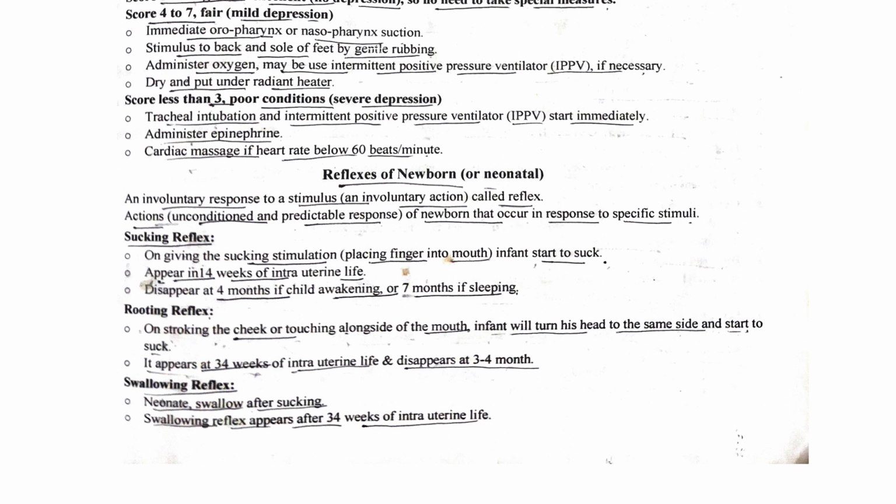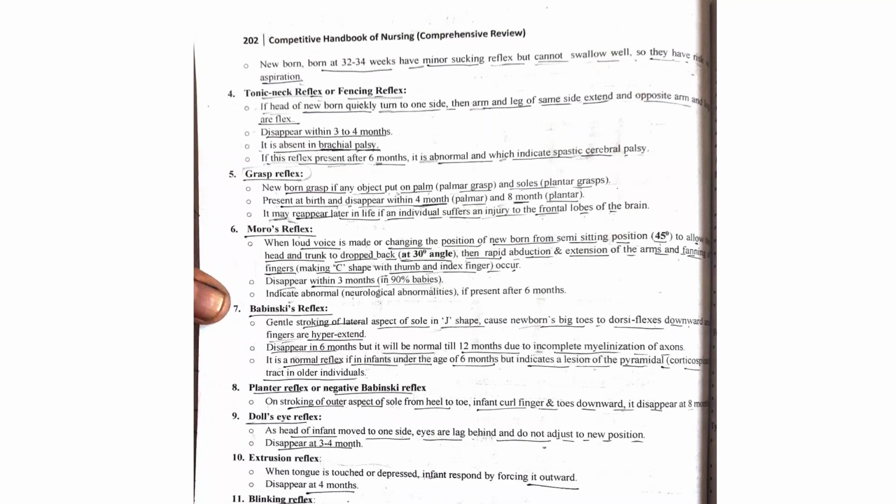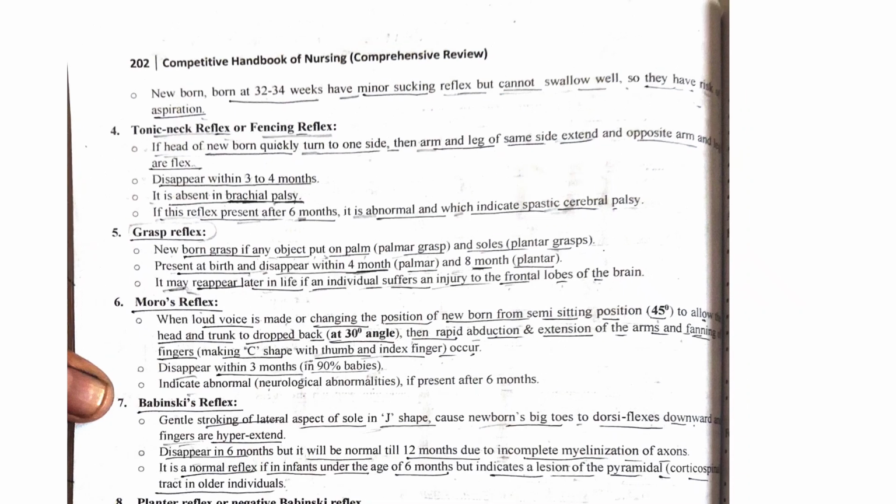Then swallowing reflex. The neonate swallows after sucking. Swallowing reflex appears after 34 weeks of intrauterine life. Newborns at 32 to 34 weeks have a minor sucking reflex but cannot swallow well, so they have risk of aspiration. Tonic neck reflex or fencing reflex.